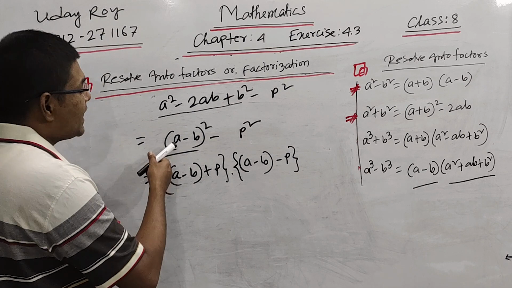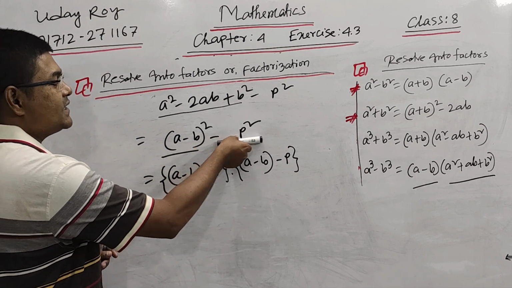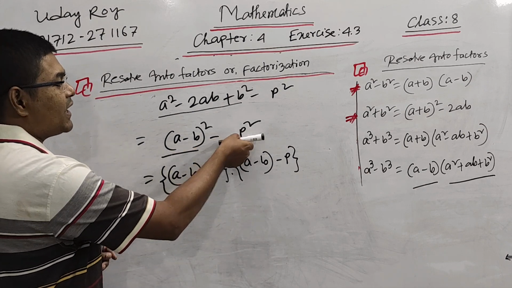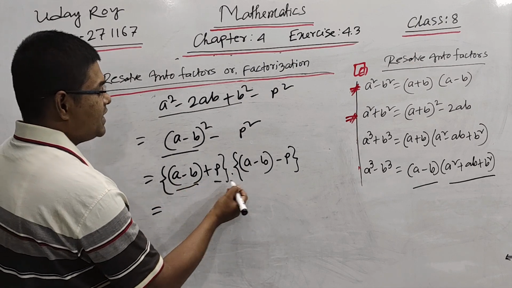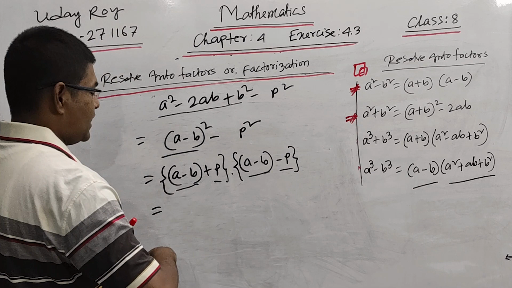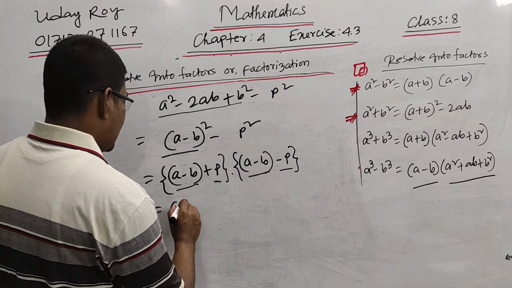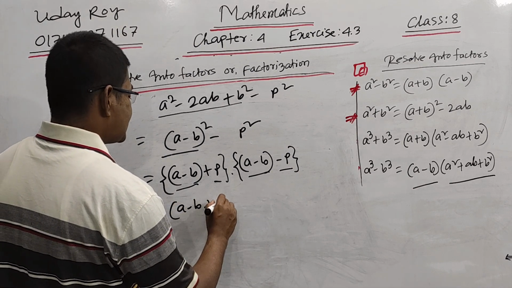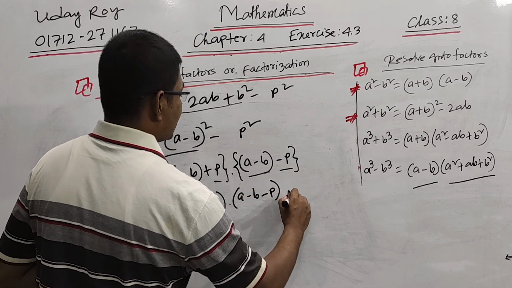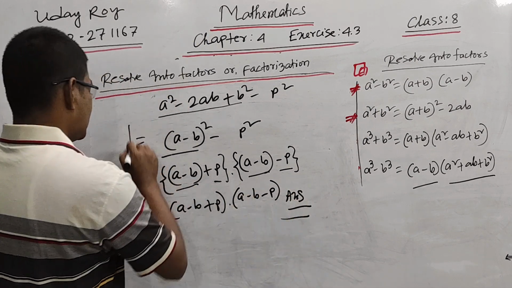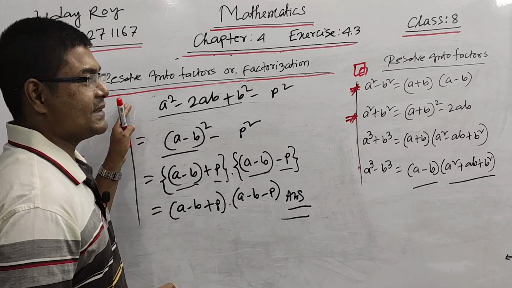This is a and this is b. So a square minus b square equals a plus b into a minus b. We will get a minus b plus p, a minus b minus p. Answer. So this maths has been done.